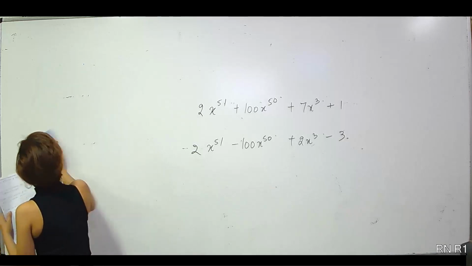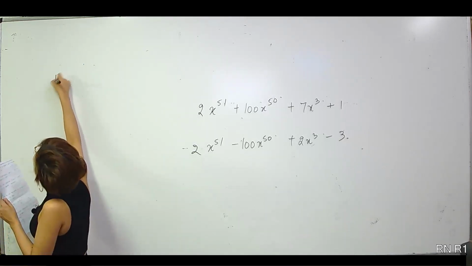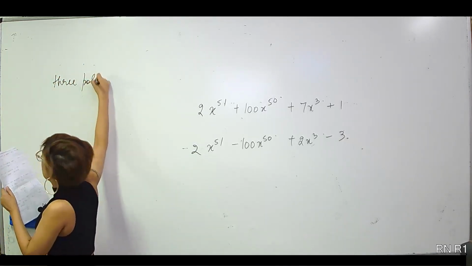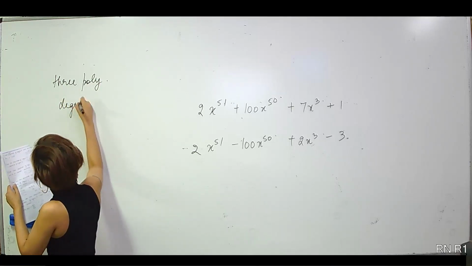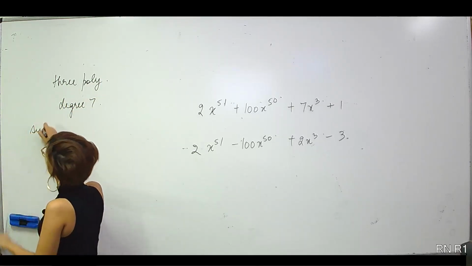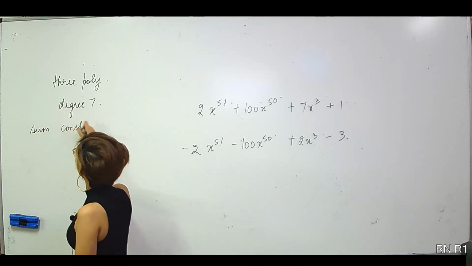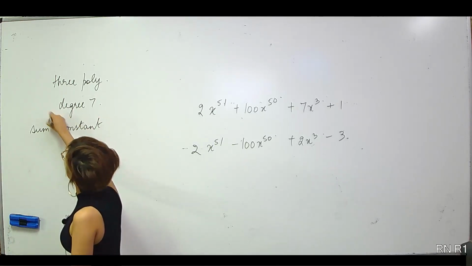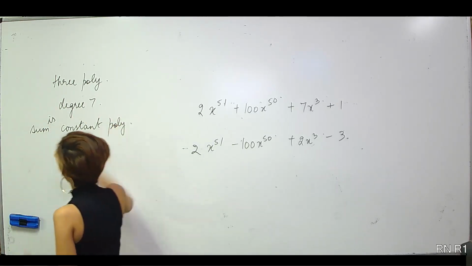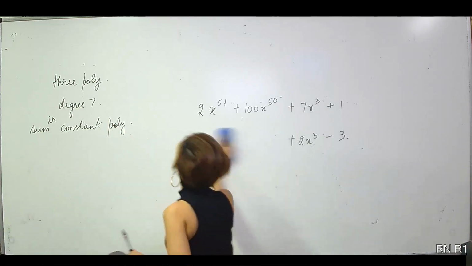Write three polynomials of degree 7 whose sum is a constant polynomial. Sum is a constant polynomial. As creatively as you can, please.